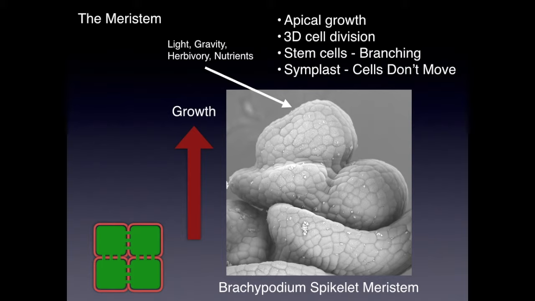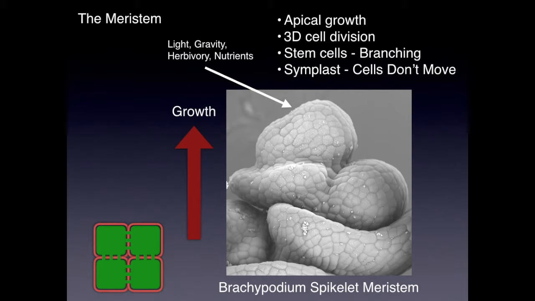So move forward 400 million years, we have the modern meristem. This is my favorite meristem, the Brachypodium spikelet meristem. It has a lot of the same characteristics of Cooksonia. This idea of apical growth is very important. So most everything is growing from a population of cells right here, and differentiated tissues are down here in the bottom of the plant.